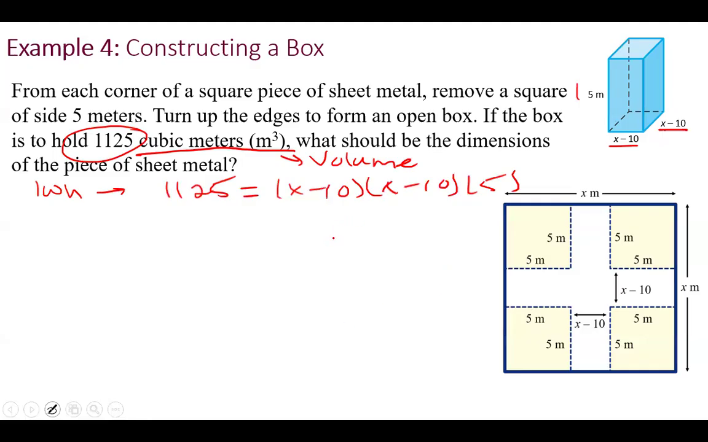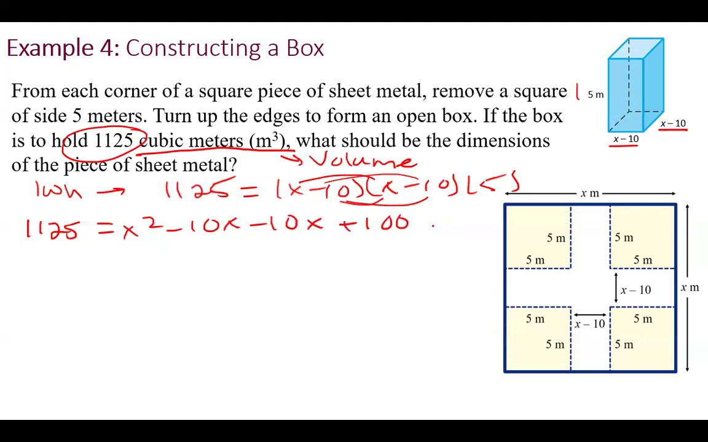Well, in order to solve this, it has to be in standard form. Are we currently in standard form? No, we are currently not in standard form. So we're going to go through and distribute, combine like terms, and get this into standard form. So the first thing we're going to do is FOIL. Do we see where we're going to FOIL? 2, 2, 2, 2. Are y'all with me on FOILing? Okay, so we get 1,125 equals x squared minus 10x minus 10x plus 100. And all of this is still times 5.